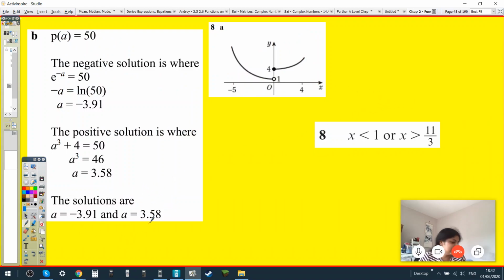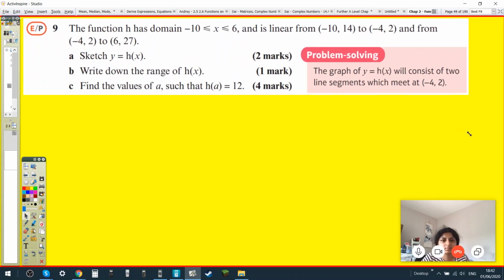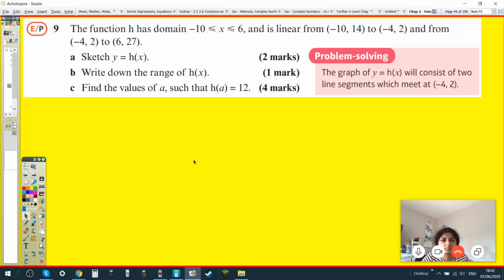The solutions, and they just wrote... But it's just out of range. But yeah, I see what you mean. Okay, let's see this one. The function is linear. It's a bit different. The function is linear.